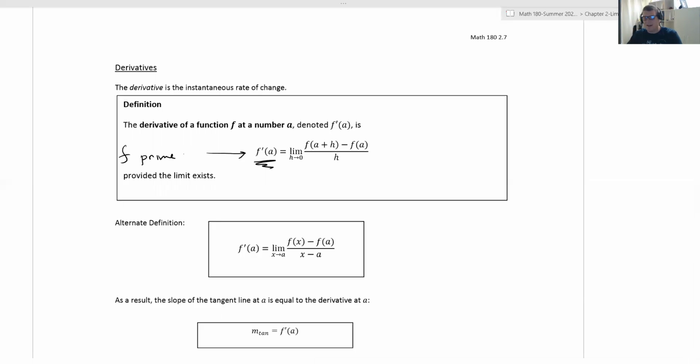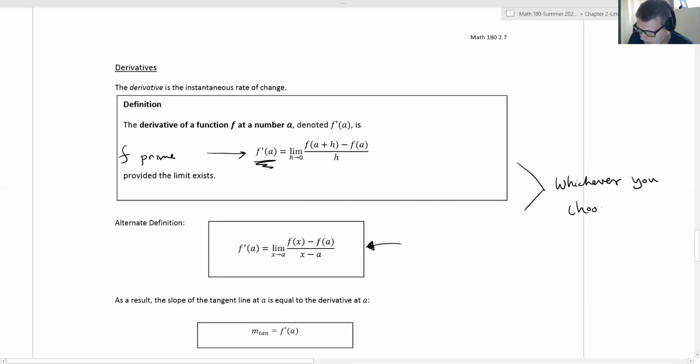And that's again why it's so crucial to understand functional notation, to be able to do composition. Because f of a plus h is a composition of functions. And then we have the alternate. This is the one that is actually going to show up in your test next week: f of x minus f of a over x minus a. There you're going to get the same answer, whichever you choose.